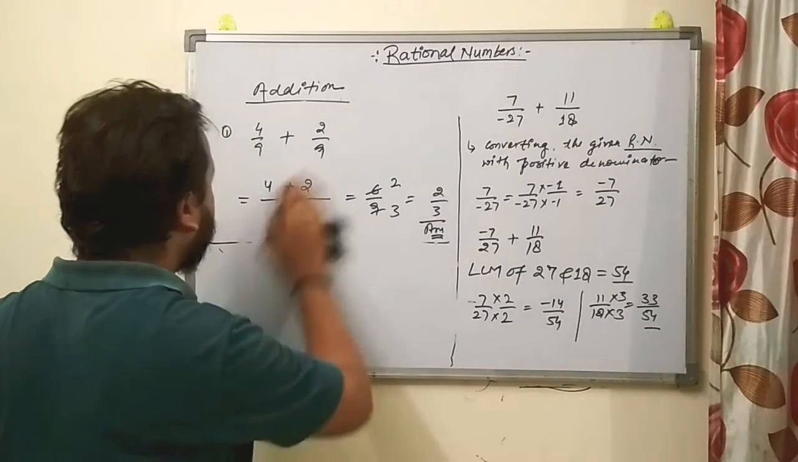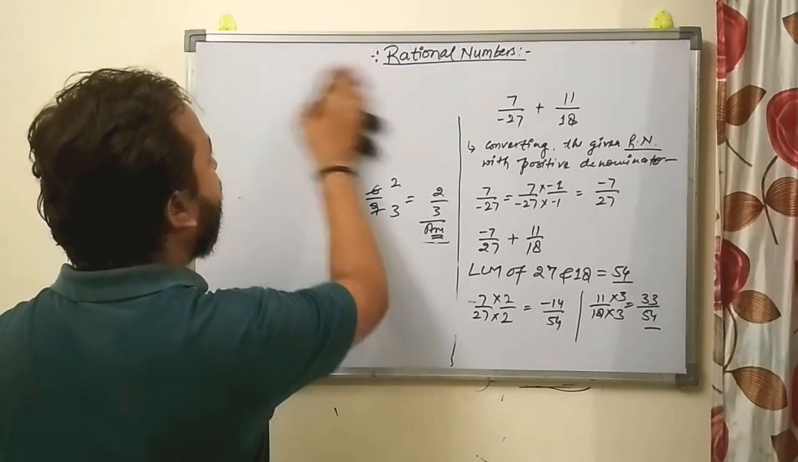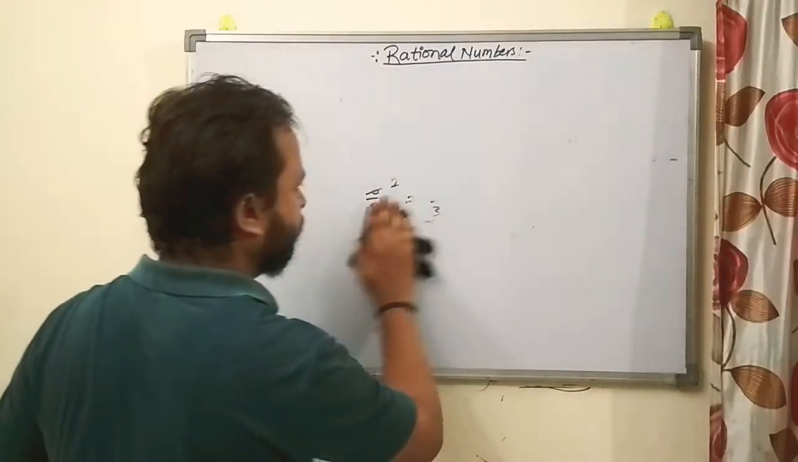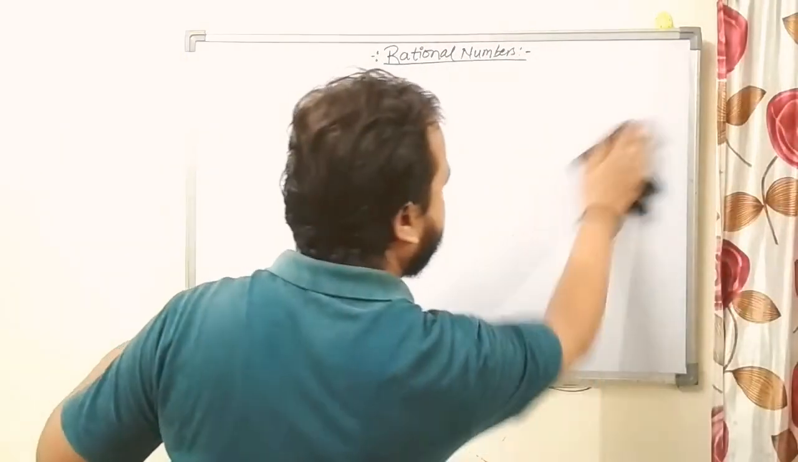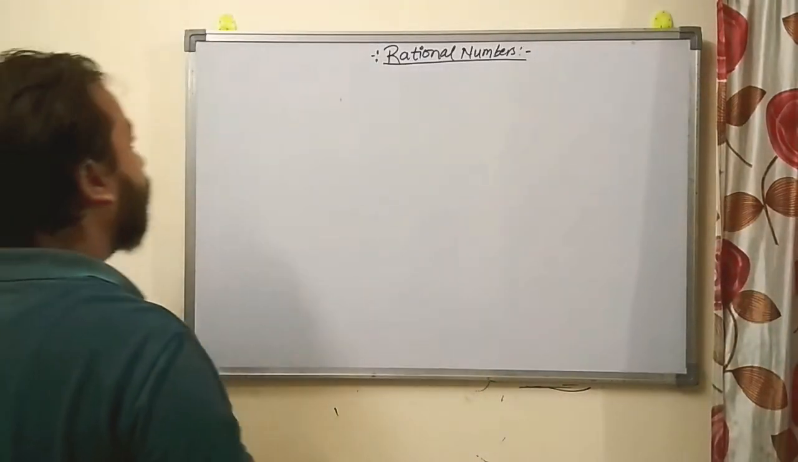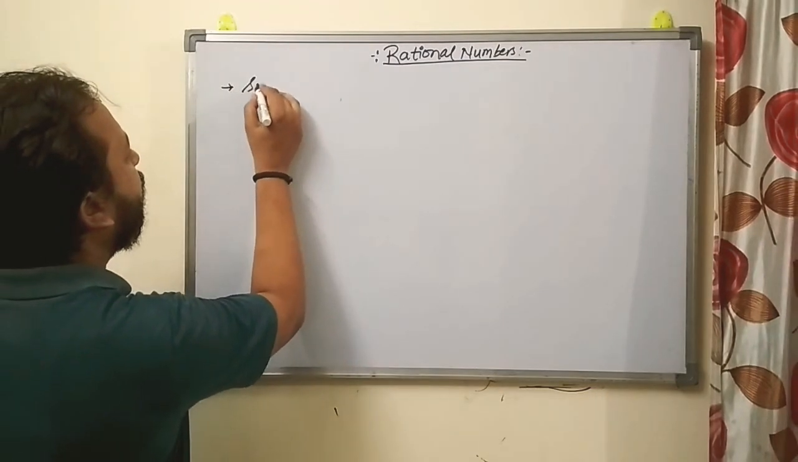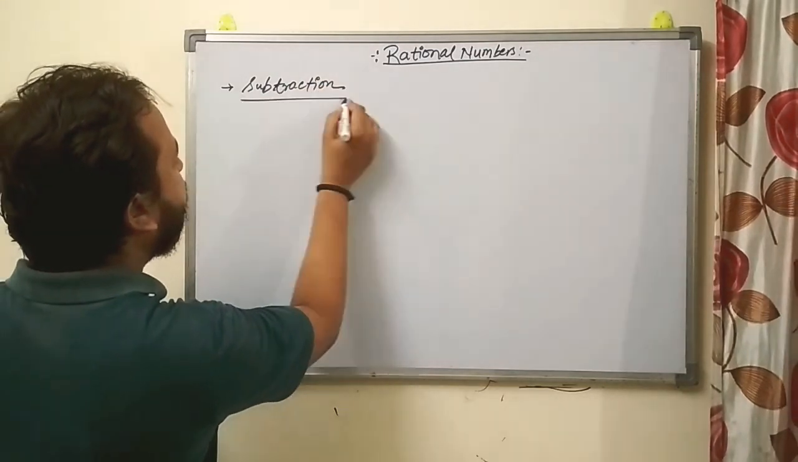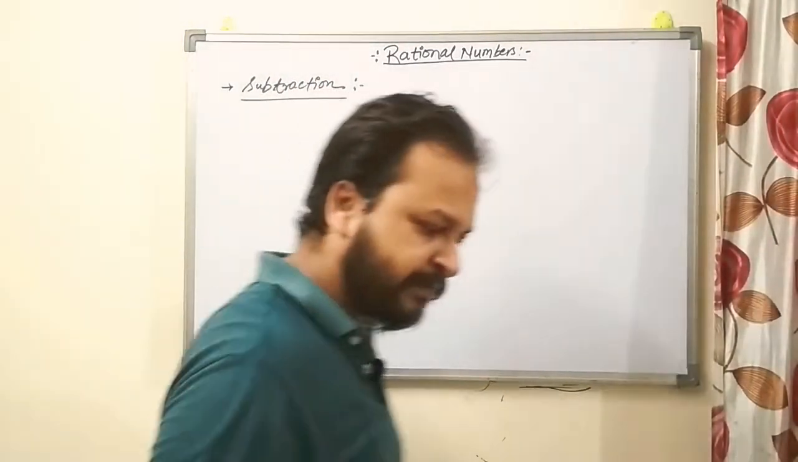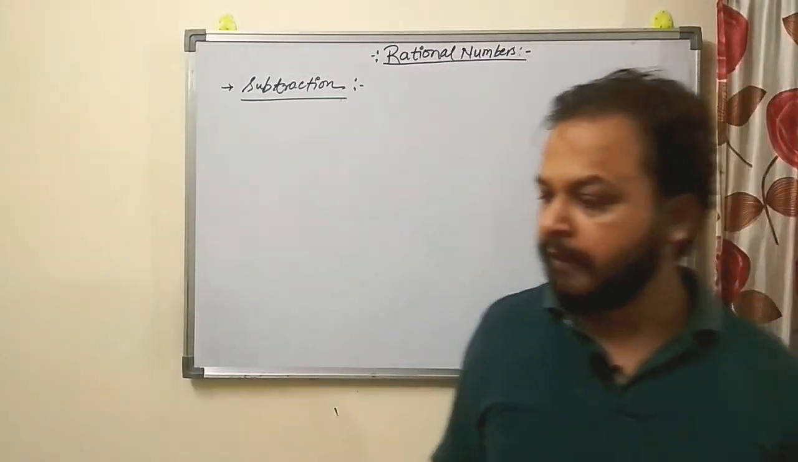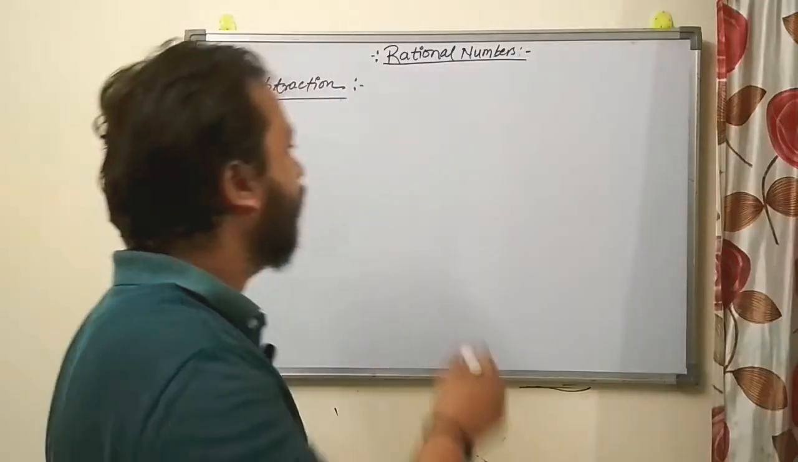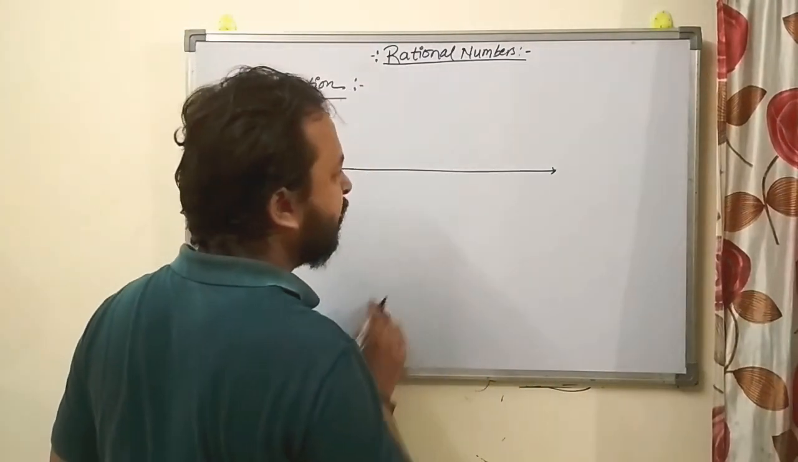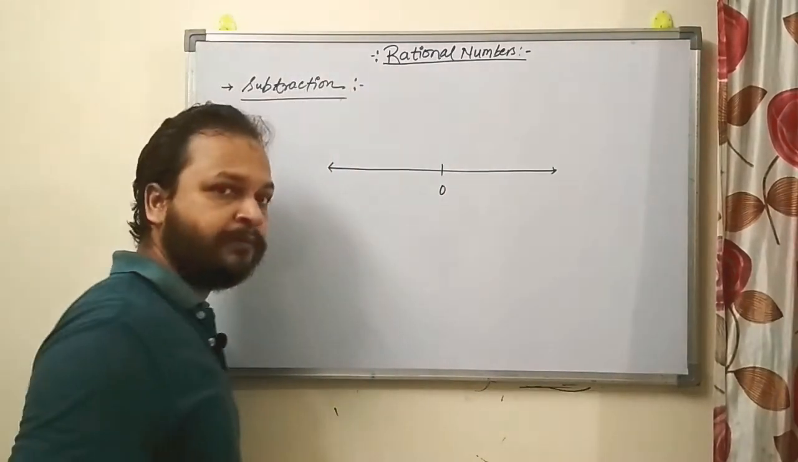Now come to the second mathematical operation, that is subtraction. Right? So before doing the subtraction, you have to understand one thing about the additive inverse, right? Suppose this is the number line, this is 0.